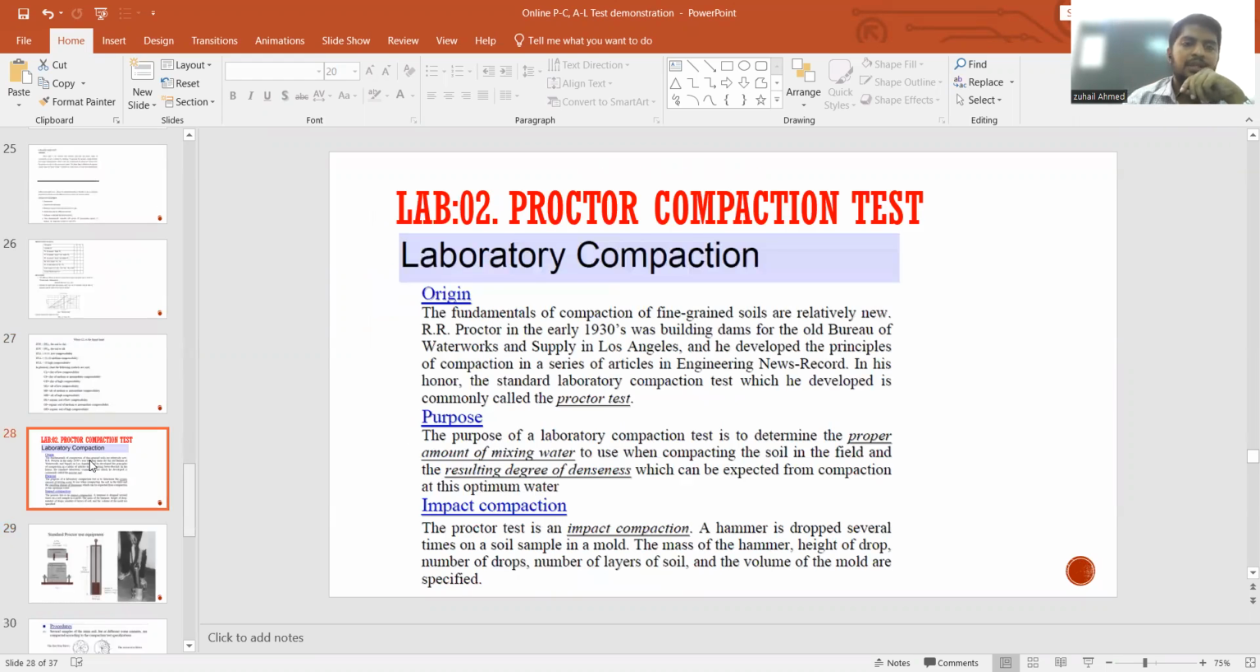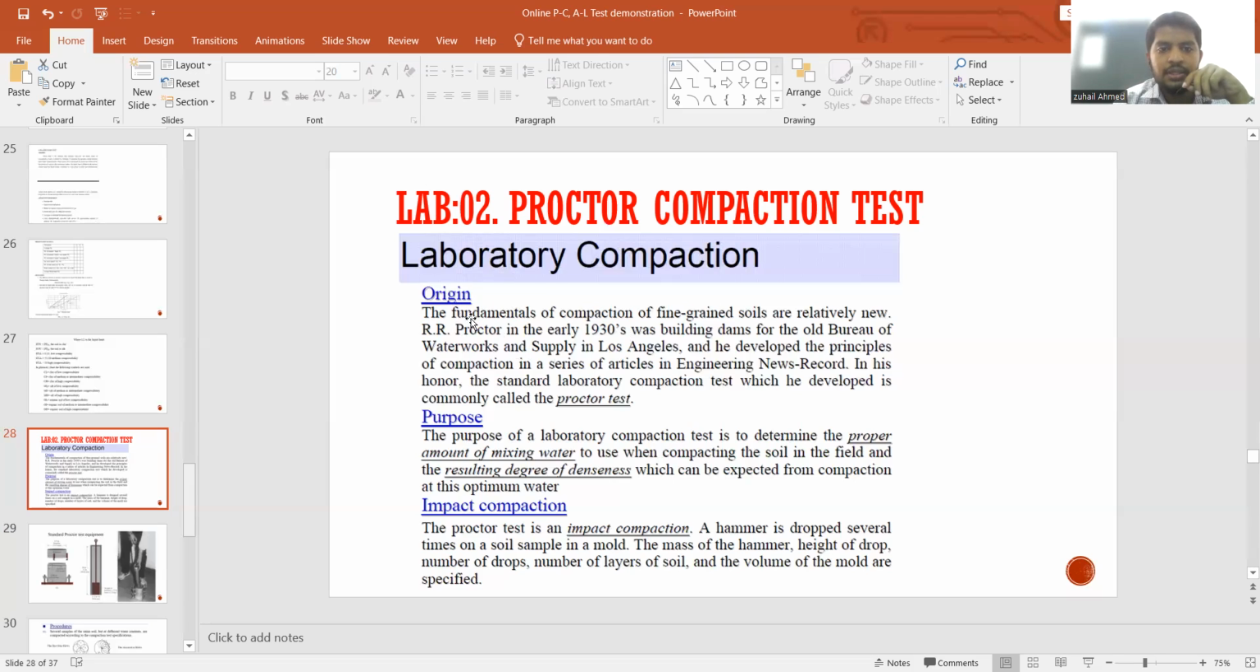Let's see about the Proctor compaction test. After completion of this demonstration, we will watch some videos, through which we can learn more. Then the Proctor compaction test, the laboratory compaction test. We are doing the laboratory compaction test, and this is our lab 2. This one is our 4th lab, but the balance is 2, so this is the 2nd one. I already did 2 for you all.